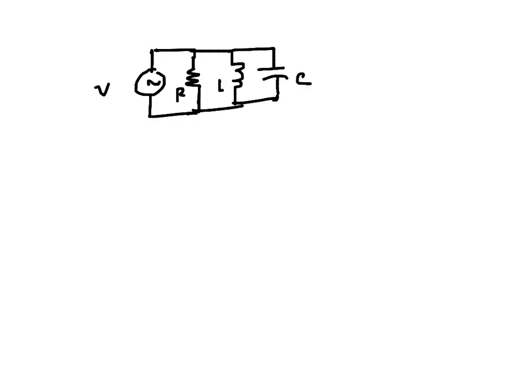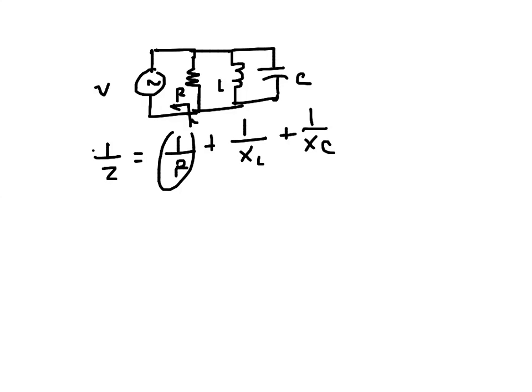This is an RLC parallel circuit. So the impedance looking here, if it is Z, since this is parallel, you can say 1 over Z equals 1 over R, and if the inductive reactance is XL, then 1 over XL plus 1 over XC, that's the capacitive reactance. So this one is the conductance, this is inductive susceptance, capacitive susceptance, like that.